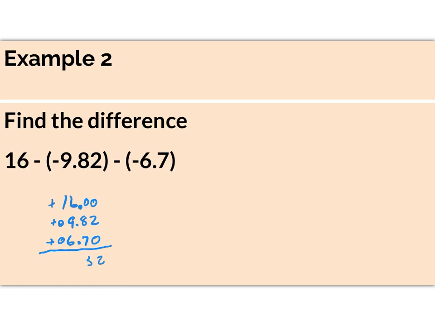So 2, 5, 7 and 9 is 16. So 1 plus 6 is 7. 7 plus 9 is 16, plus 6 is 22. And we get 32.52, 32 and 52 hundredths. And it's positive. Since this started as a decimal, we'll leave it as a decimal. And those are our 2 examples for this lesson. I'll see you at the end of the video for the recap.